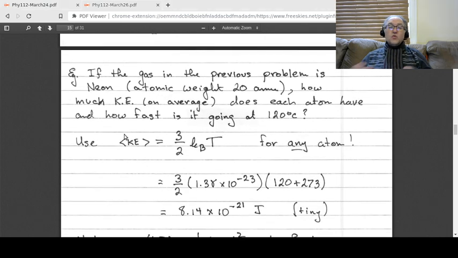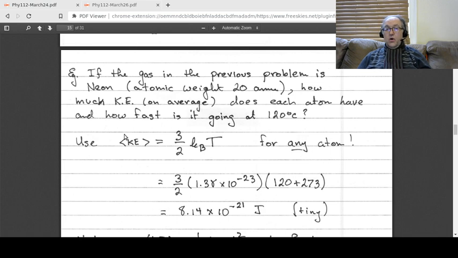Now don't lose sight of the fact that temperature is this average kinetic energy. And so I've got another example here where we're actually going to be able to calculate how fast those particles were moving. So here in this example, I say if the gas in the previous problem is neon, and neon has an atomic weight of 20 AMUs. Now, if you don't know what that is, I'll discuss that as I solve the problem. But if we're working with neon with atomic weight 20 AMUs, how much kinetic energy on average does each particle have? And how fast is each particle going at 120 degrees Celsius?